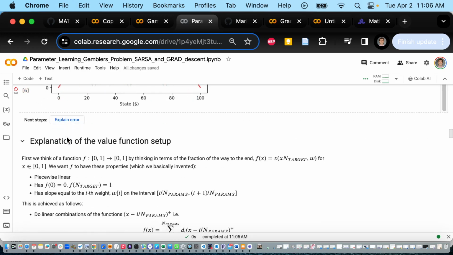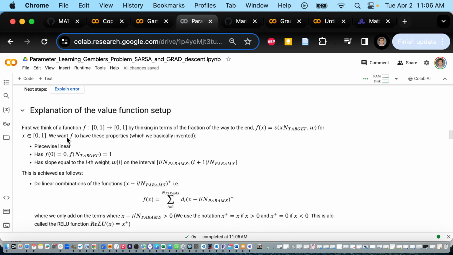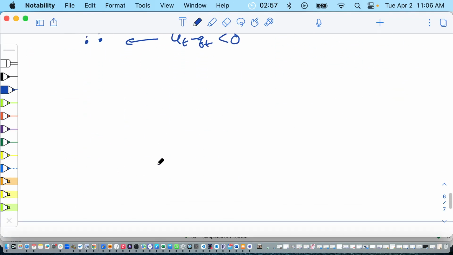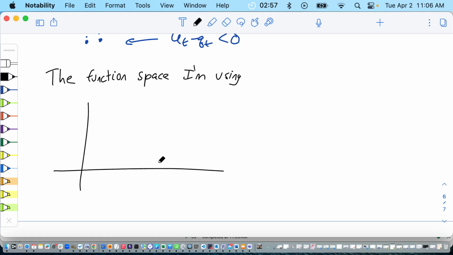And here is the function that I have set up to do it. You can read these notes, but let me tell you the picture, because the picture is a lot easier. Here is the function space I'm using. So here is the value function. It goes from 0 to 100. You can think about it as going from 0 to 1 as well. So the value at 0 should be 0, and the value at 100 should be 1, right? If you're at 100, you should definitely escape. If you're at 0, you definitely don't escape.